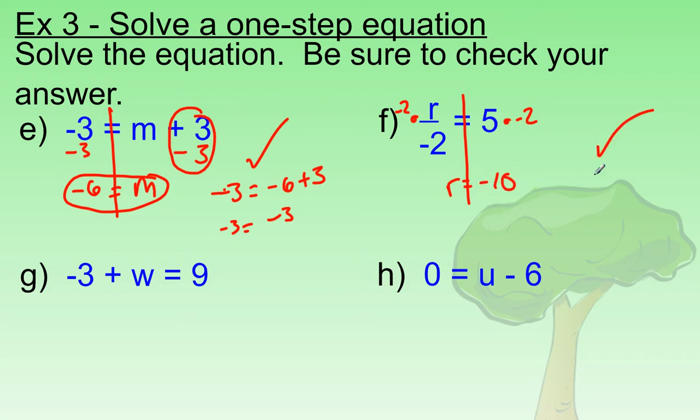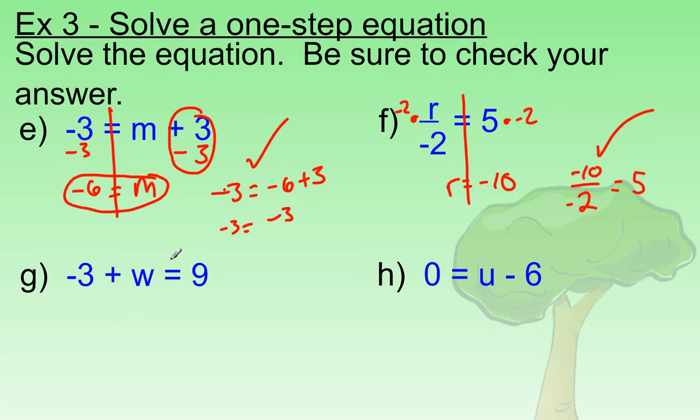Okay, let's check our answer. -10 divided by -2 hopefully equals 5. And if you check with your calculator, it works. -10 divided by -2 is equal to 5.